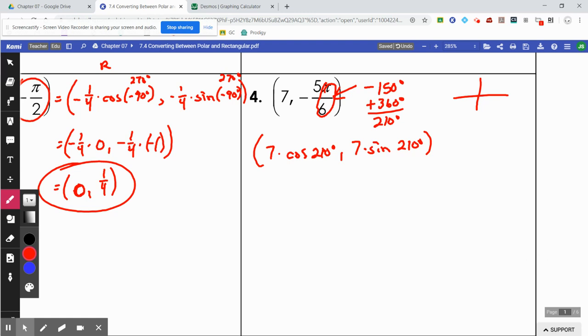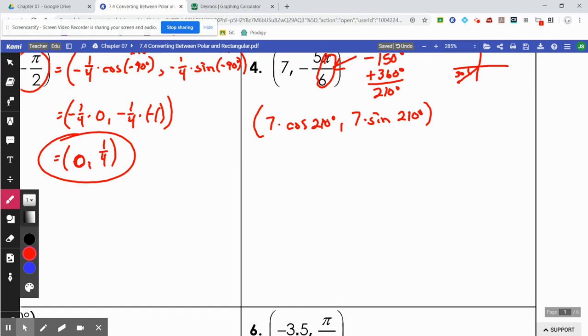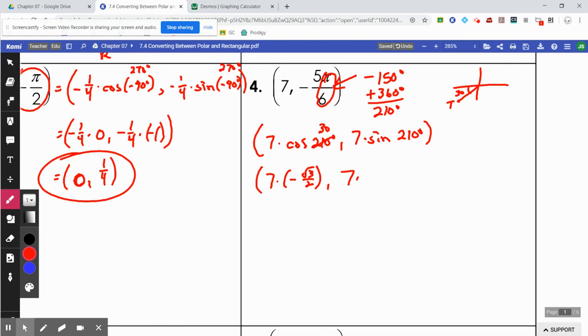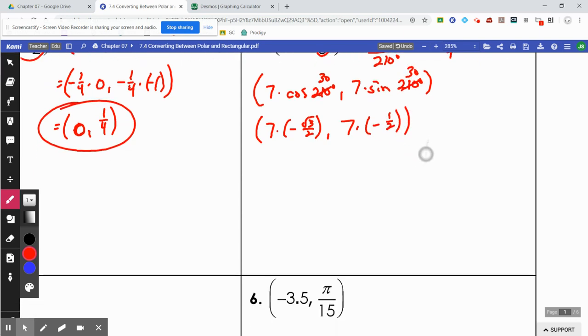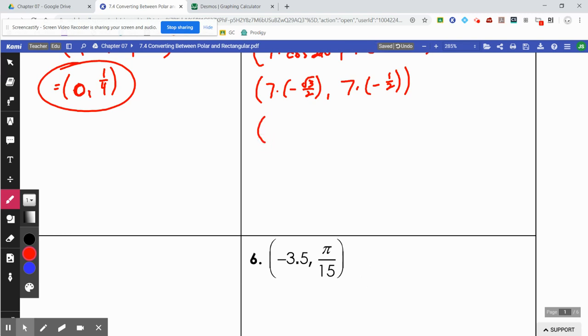210 is in the third quadrant. The reference angle is 30 degrees. So therefore, third quadrant, all students take. So therefore, sine and cosine are both negative. So 7 times a negative, again, your reference angle is 30. Cosine of 30 is root 3 over 2. And your y value, 7 times the sine of 210. Again, third quadrant, sine of 210 will be negative. Your reference angle is 30. Sine of 30 is 1/2. So your x and y coordinates will be negative 7 root 3 over 2 and negative 7/2.